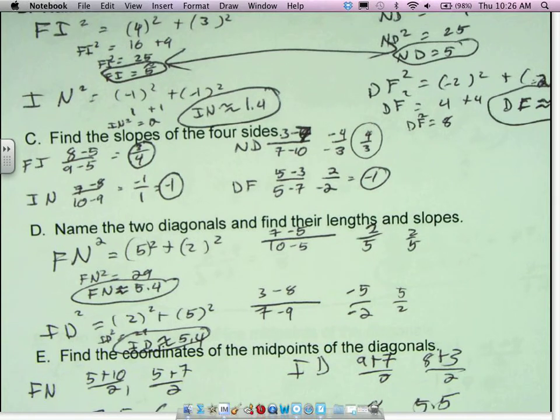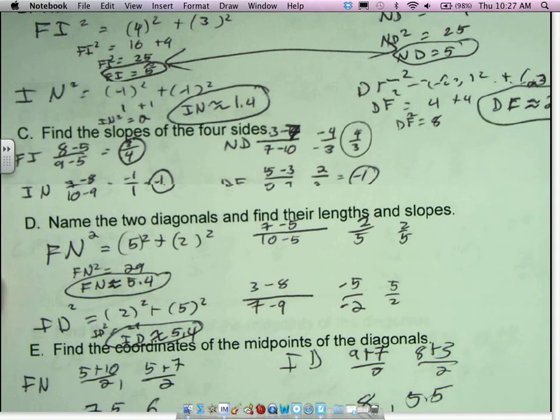Okay, let's look at D. I'm on D. Okay. FN is approximately 5.4, and ID is also 5.4. Interesting, their diagonals are the same length. The slope for FN is 2/5, and the slope for ID is 5/2. So it doesn't tell me that they're parallel or perpendicular. They're just nothing. Okay. Slopes of the diagonals are here: 2/5, 5/2. Okay, I'm going to move it up so that we can see E.